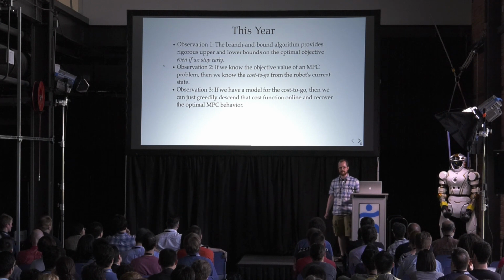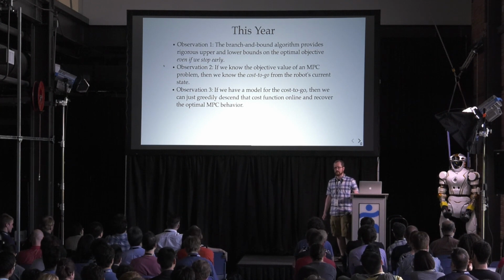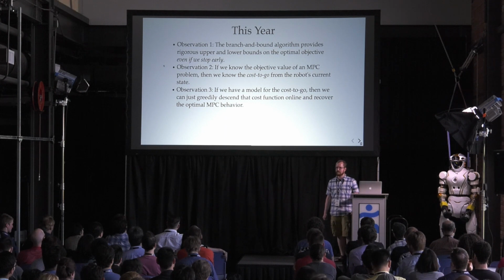Okay, this year, 3 observations. First, branch and bound gives us rigorous upper and lower bounds on the cost of an optimization, even if you stop early.